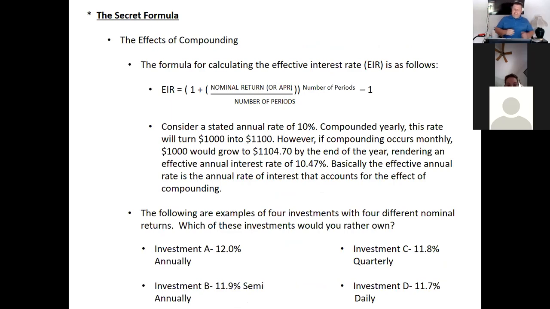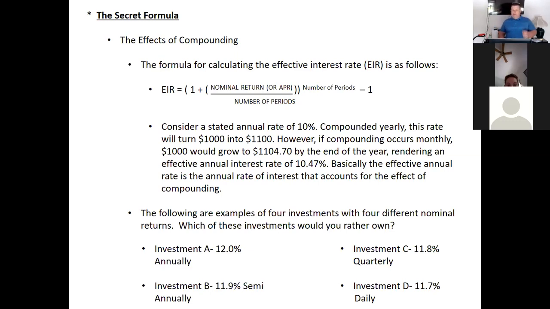Now, consider a stated annual rate of 10%. Compounded yearly, this rate will turn $1,000 into $1,100. However, if compounding occurs monthly, $1,000 would grow to $1,104.70 by the end of the year, rendering an effective annual interest rate of actually 10.47%. Basically, the effective annual rate is the annual rate of interest that accounts for the effect of compounding.